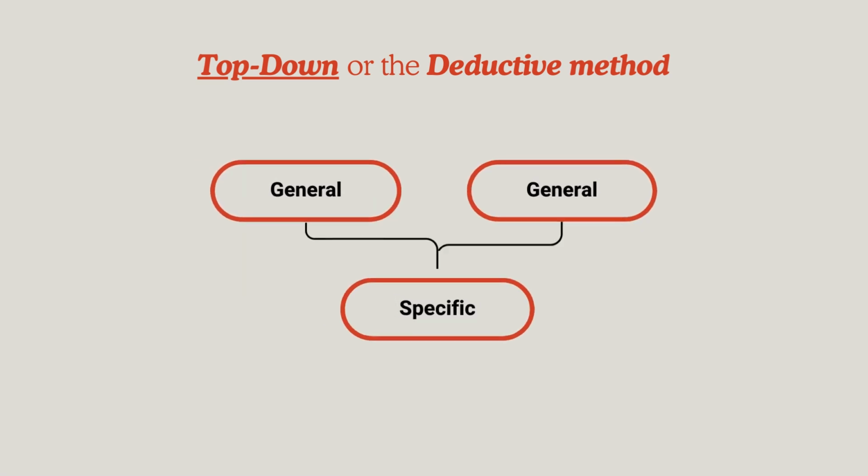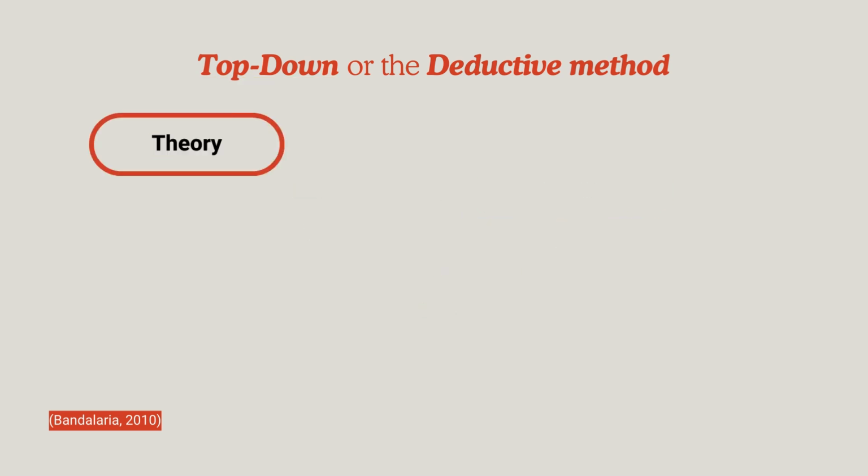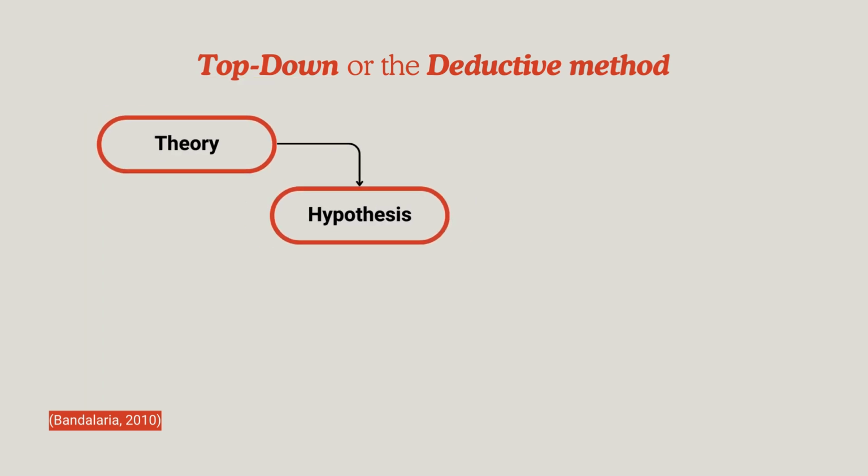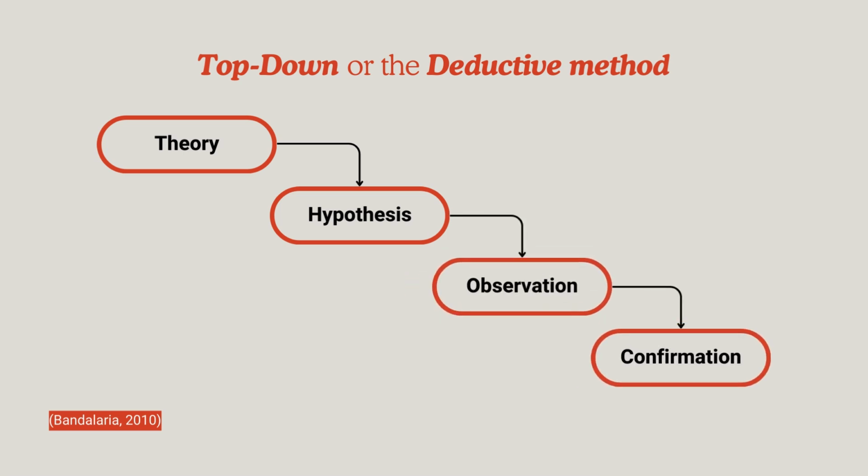Top-down or deductive method. The deductive method is also informally known as top-down because it starts from general statements to get to a conclusion based on those premises. In the deductive method, we'll start with the theory and hypothesis, observe, then get to the confirmation. Let's simplify in an example.